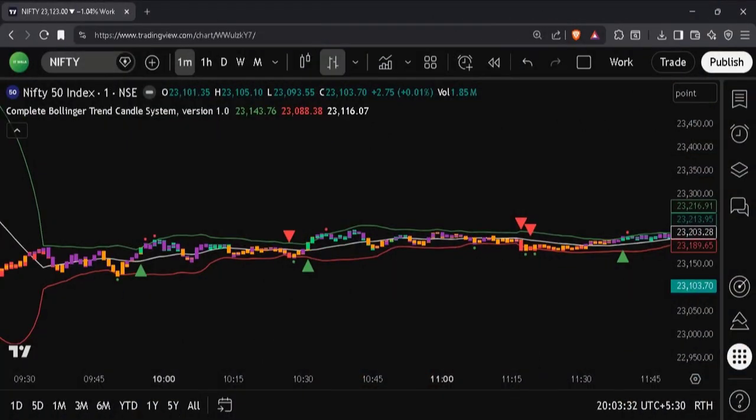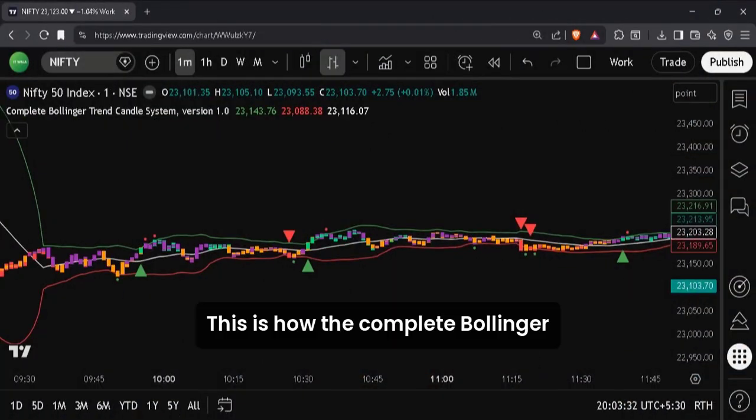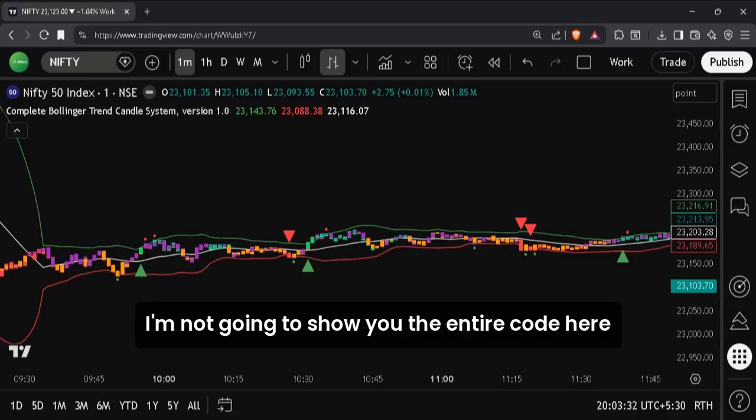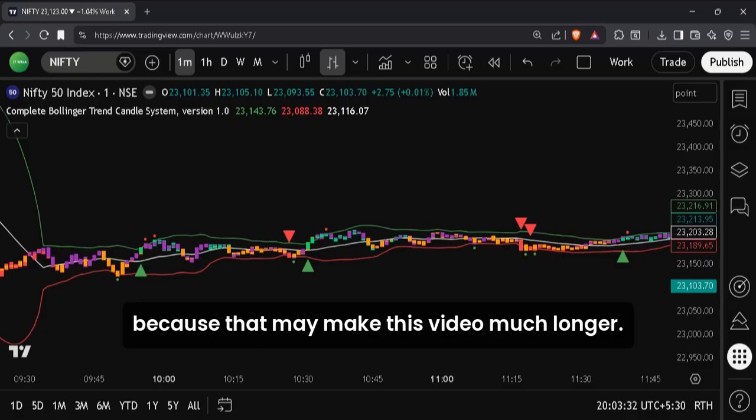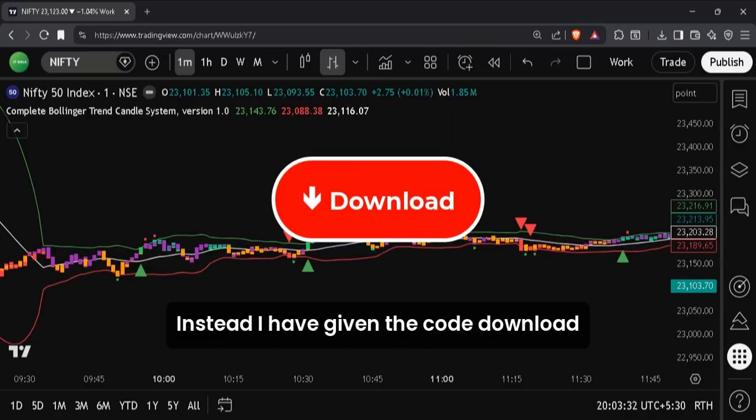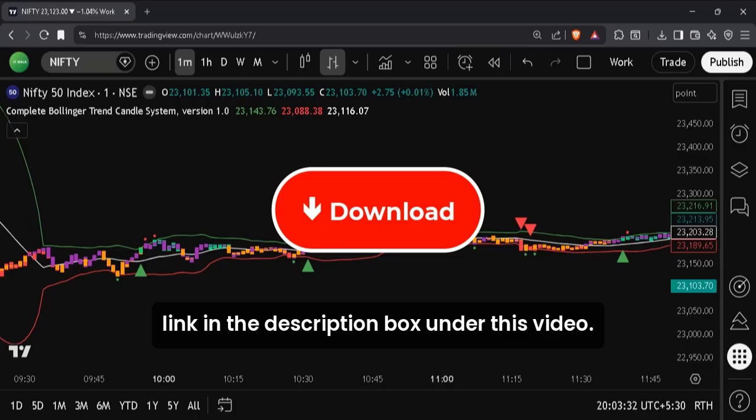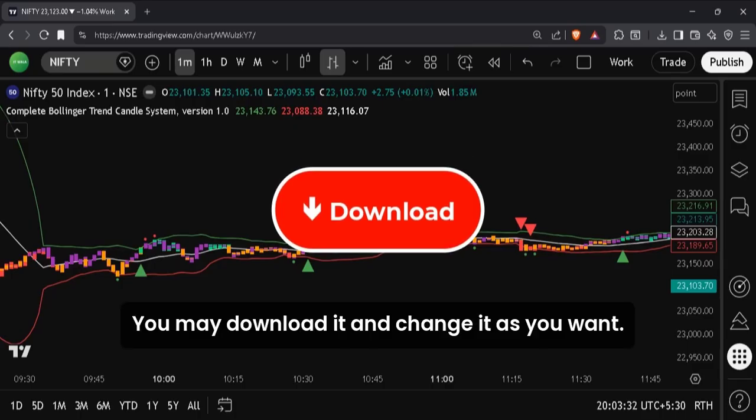So that's it. This is how the complete Bollinger Trend Candle System indicator works. I'm not going to show you the entire code here because that may make this video much longer. Instead, I have given the code download link in the description box under this video. You may download it and change it as you want.